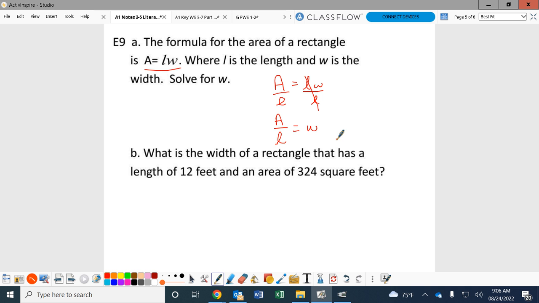Now on the bottom, we're going to use this formula. We're going to use this W equals A over L to plug in the information that's down here at the bottom. It says, what is the width? So we do not know the width, so it's going to stay W. From there, you're going to put the area on top. What is the area? Read the problem. What's the area? That's the 324.